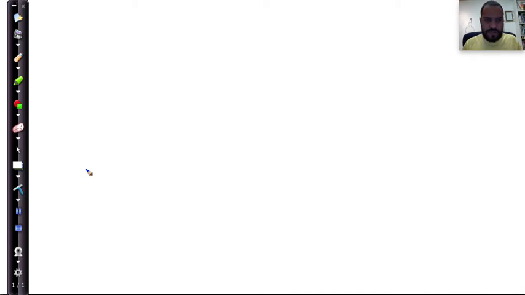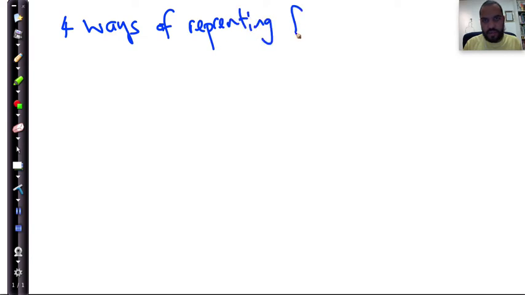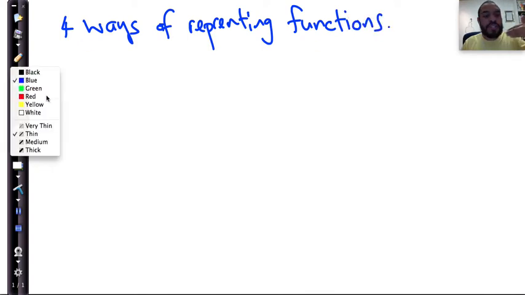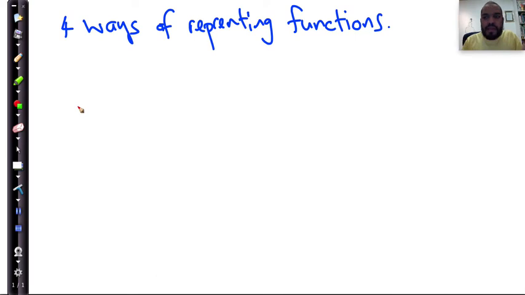The lesson is called 4 ways of representing functions. That's what we're going to be looking at. Remember, I want you to learn actively. I don't want you to watch me making notes. I write this down so that you can write it down.